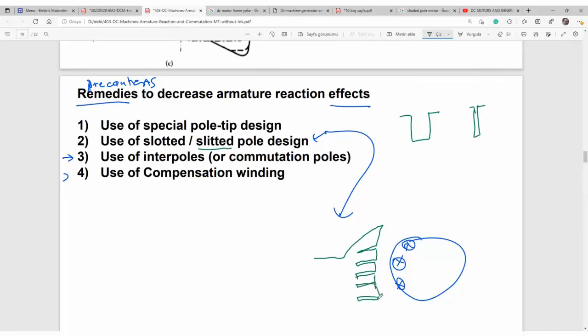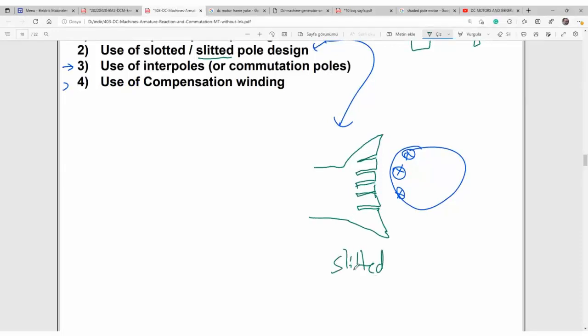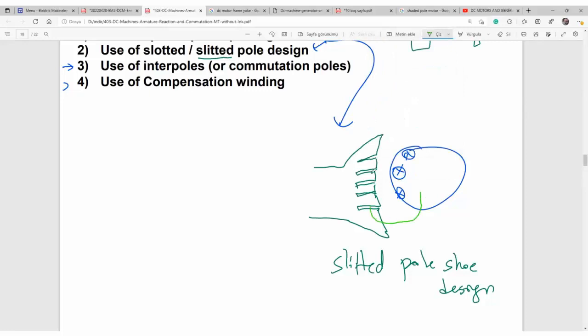Slitted pole shoe design will be used. Now, such a design makes the reluctance of this path larger because you add some air gaps.